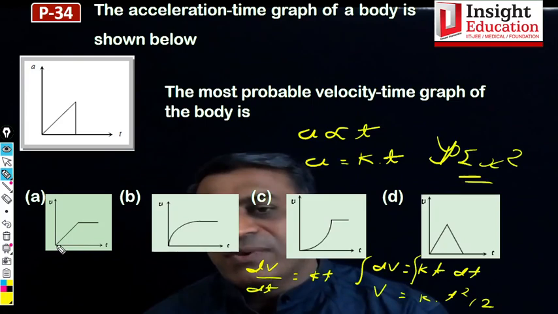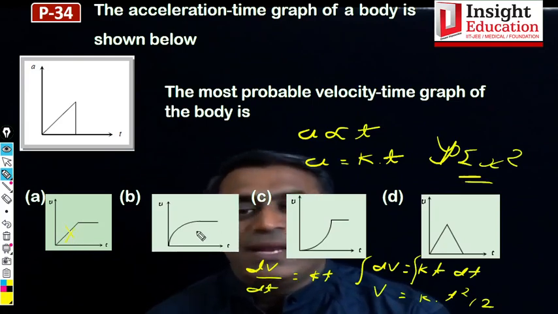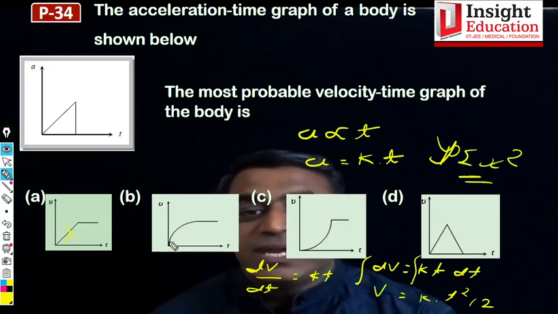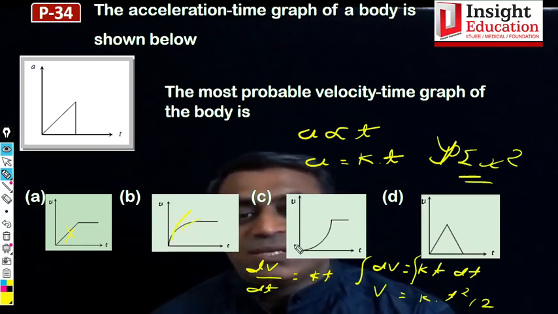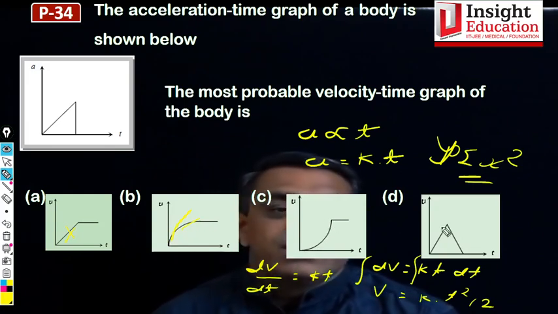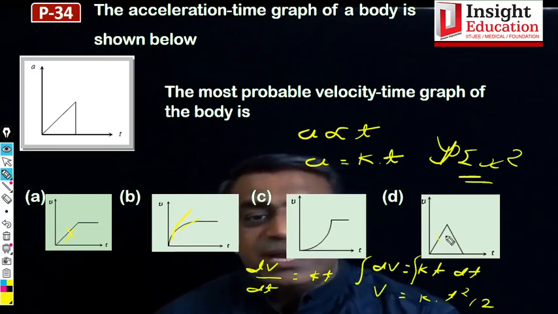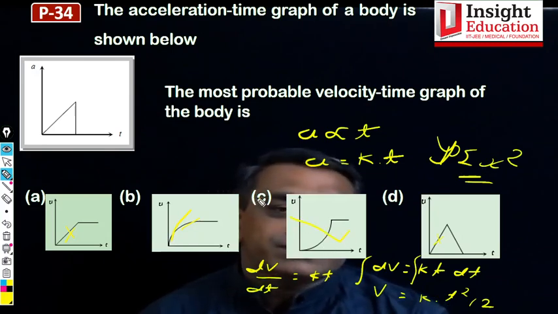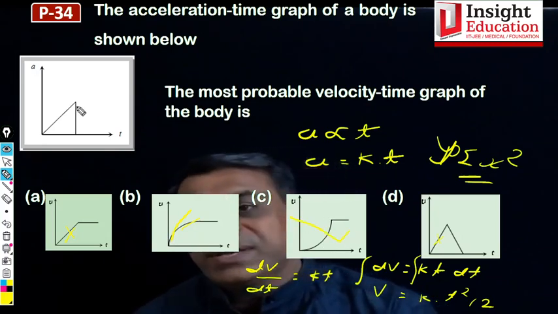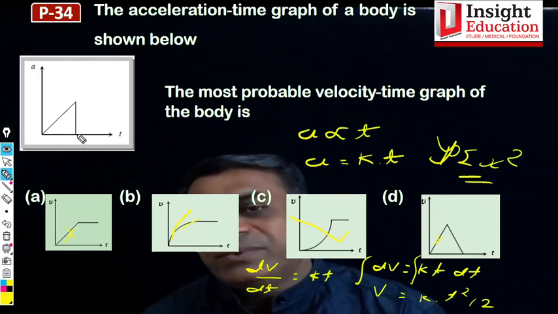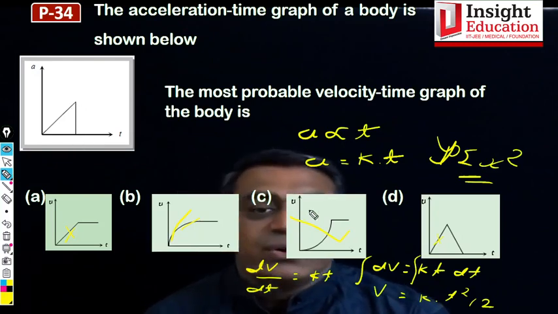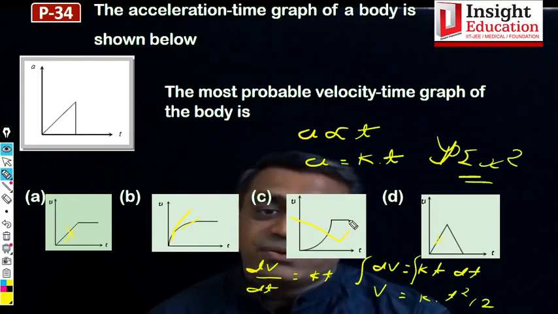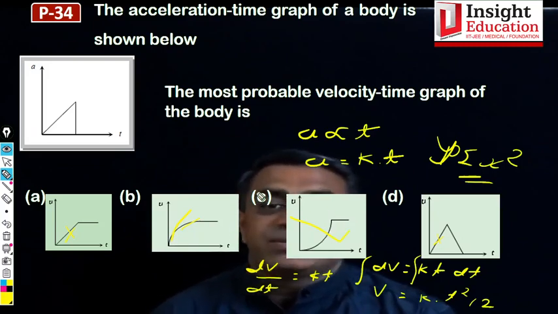Here also velocity increases but it is a straight line. Here velocity decreases because the slope is continuously decreasing. Here slope increases, so velocity increases, and acceleration is also positive. Here it also increases but as a straight line, so it should be a curve. So the answer is C. Now again, here you can see acceleration at time t is 0, so the slope is 0. So again the correct answer is C.